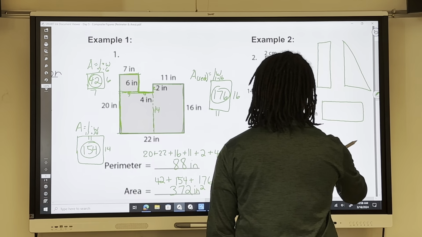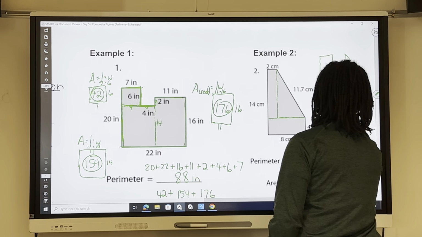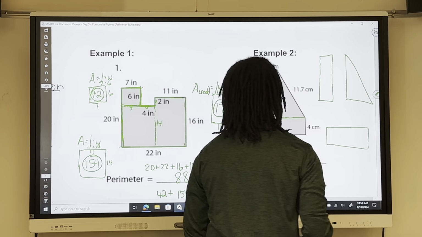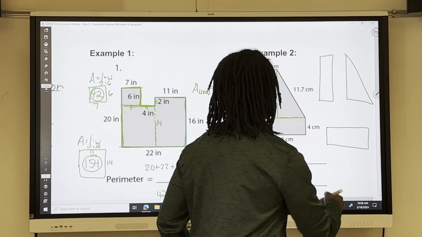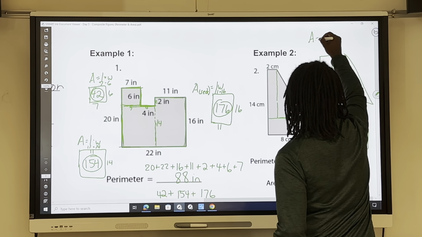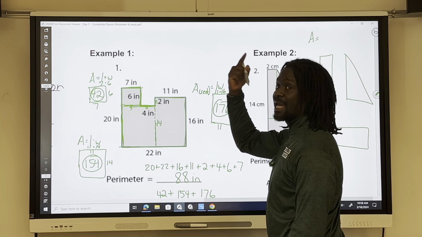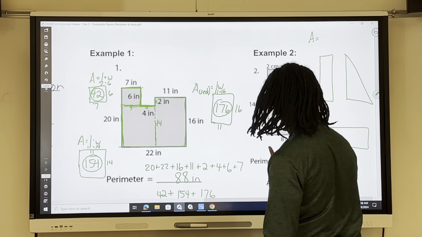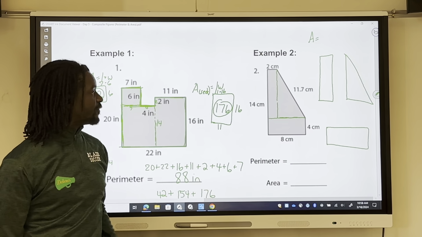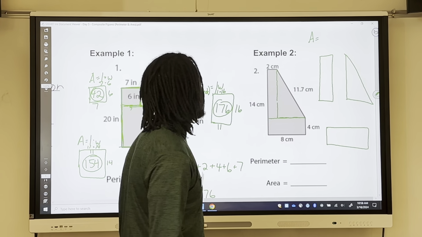Let me shift this down so I have a little bit of room. Now I've got to figure out my formulas for each of these, like the area of a rectangle. I know these off the top of my head, but you can look back at the formula sheet. Matter of fact, pause it. I want you to write down what's the formula for each of these? What am I going to need to use?